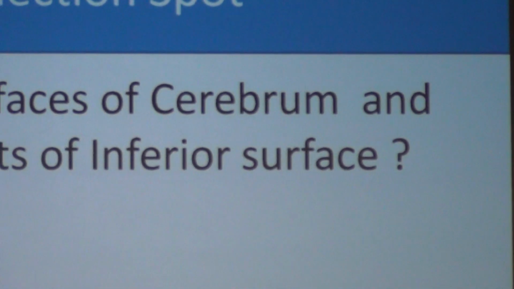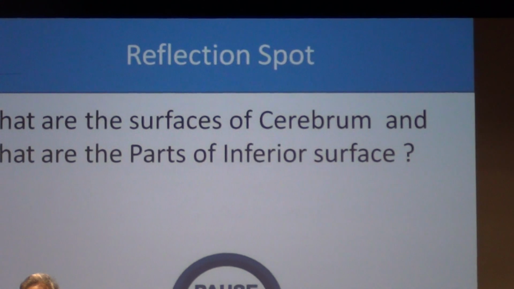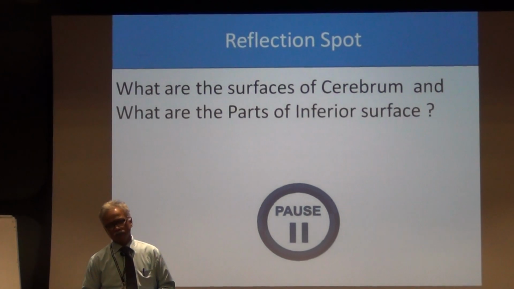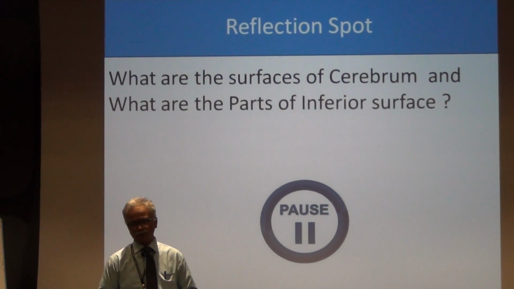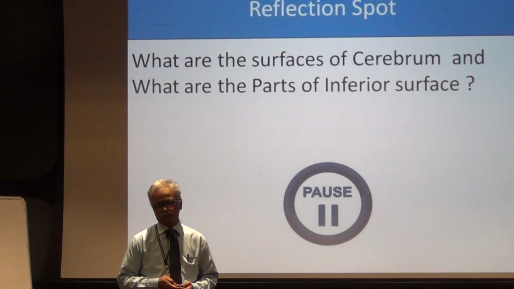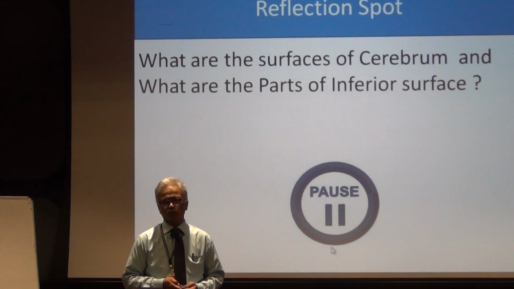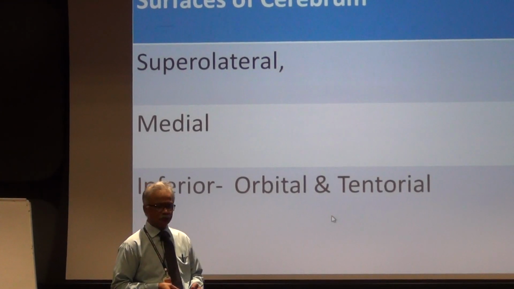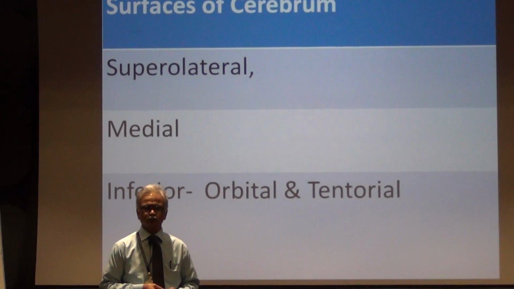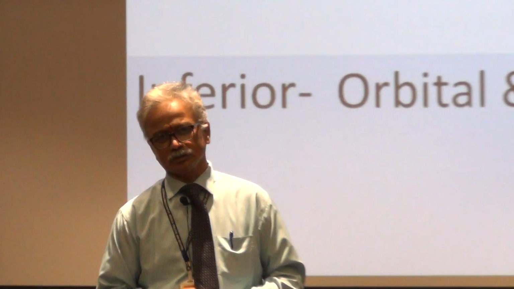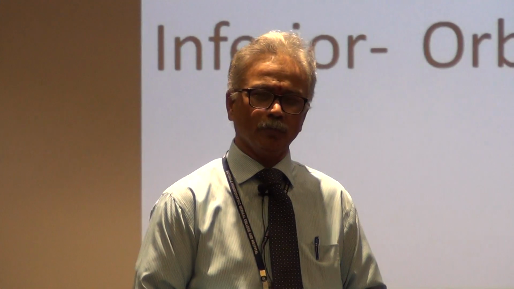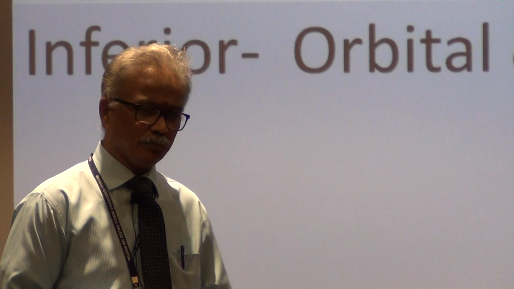Now here is a reflection spot. I would like you to answer this question. What are the surfaces of cerebrum and what are the parts of inferior surface? Once you are done with the answer, you can resume the video. Now you must have done with your answer and you must have written that the surfaces of cerebrum are superolateral, medial and inferior surfaces, and that the inferior surface consists of orbital and tentorial parts.